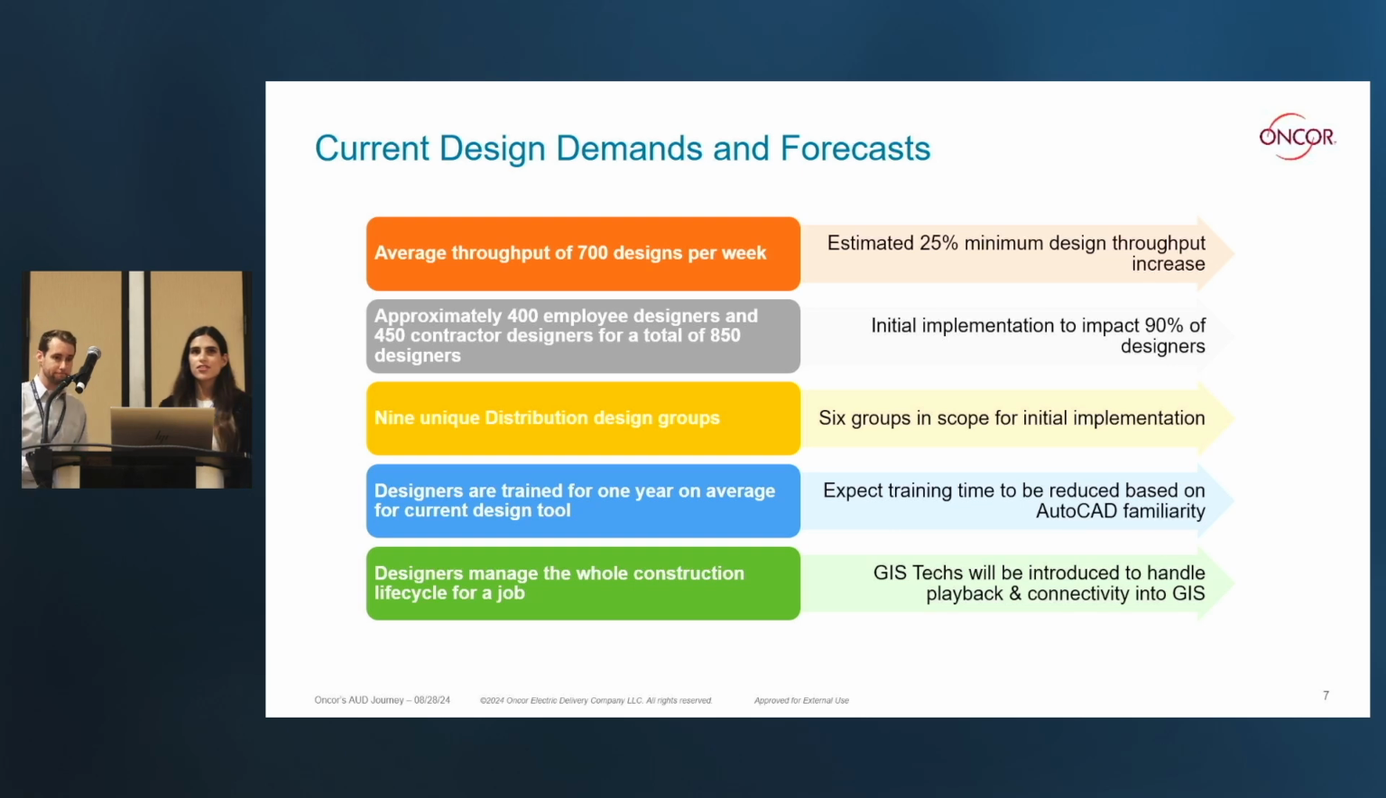All right, so here are some of our by the numbers. On average, we churn out about 700 work orders a week. So that's how many we approve. That is not how many we have coming in, but that's our current throughput.